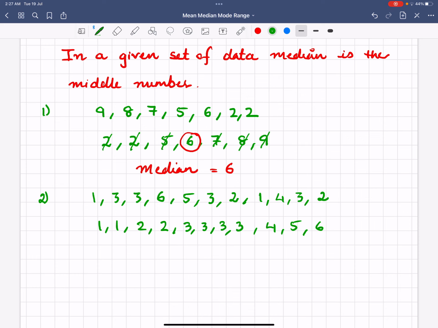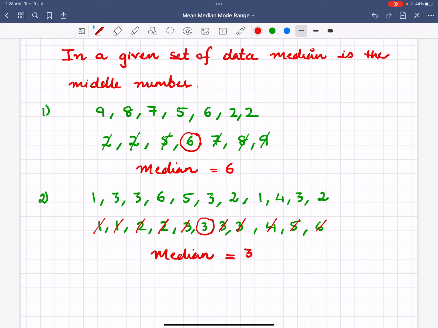So let's start crossing out from the two ends. 1, 1, 2, 2, 3, 3, 4, 4, 5, 5. So the number which is left in the middle is the number 3. Therefore, 3 is the median because it appears in the middle. So we can write 3 is the median, or we can just write the answer, median is equal to 3.